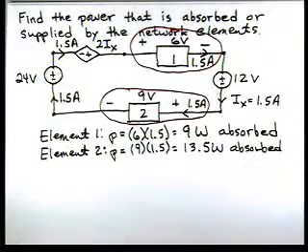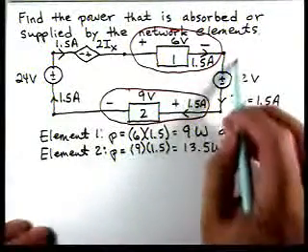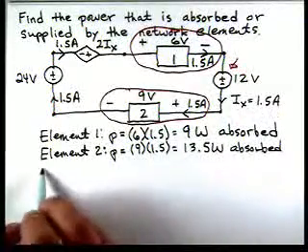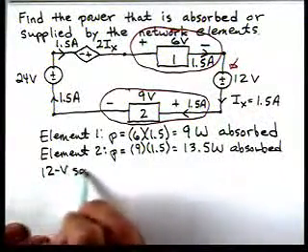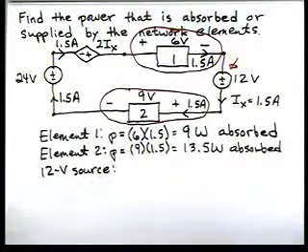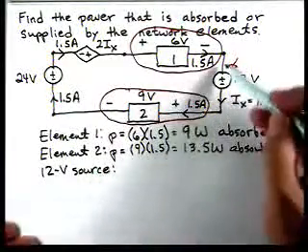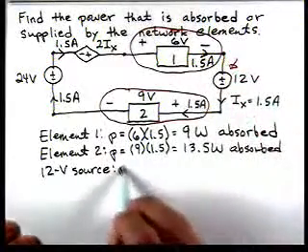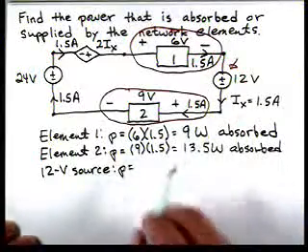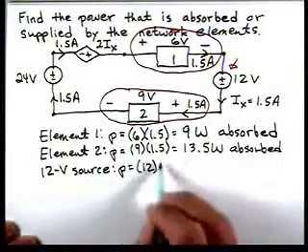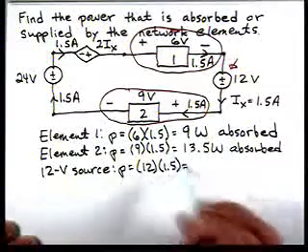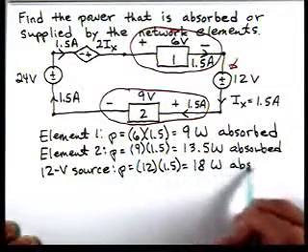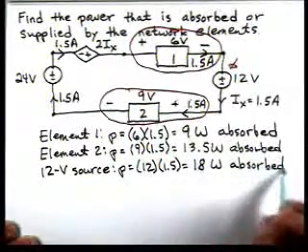Okay, let's look next at the 12-volt source. Again, if we note, the current IX is flowing down. It's entering the plus and leaving the minus. So again, we're going to get power absorbed because that satisfies the passive sign convention. Okay, so the 12-volt source is absorbing 18 watts.